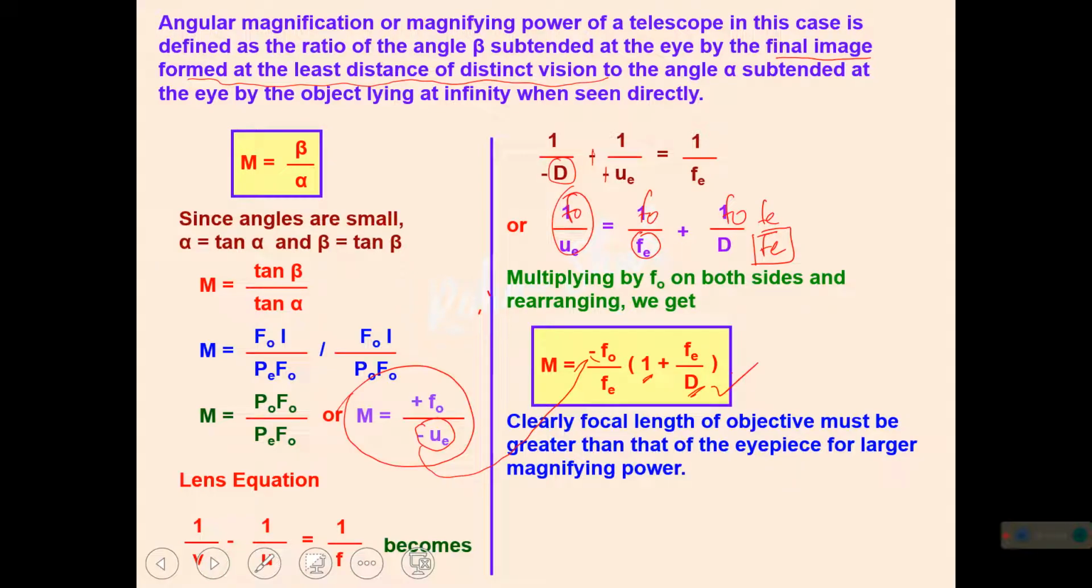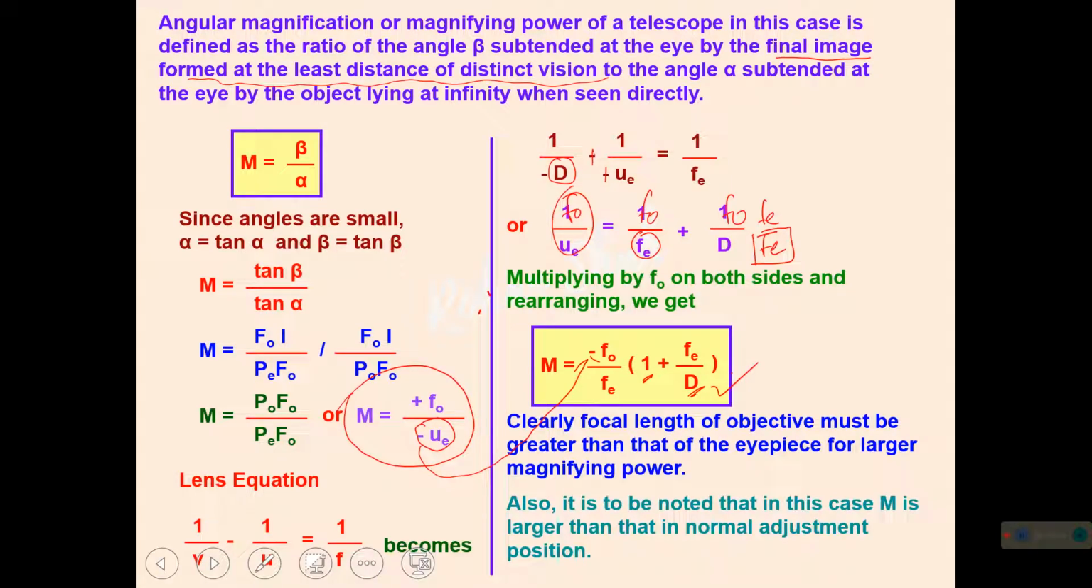Now clearly focal length of the objective must be greater than that of the eyepiece for the larger magnifying power, right? Yes, बहुत ही सिंपल है, ये 1 मार्क का था. Do remember this. The focal length of the objective must be greater than that of the eyepiece for the larger magnifying power.